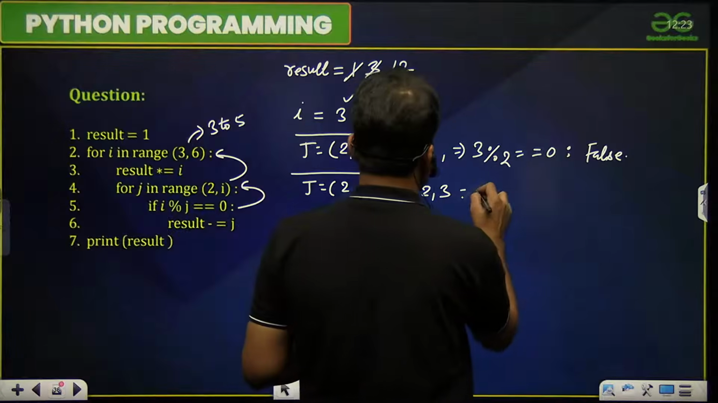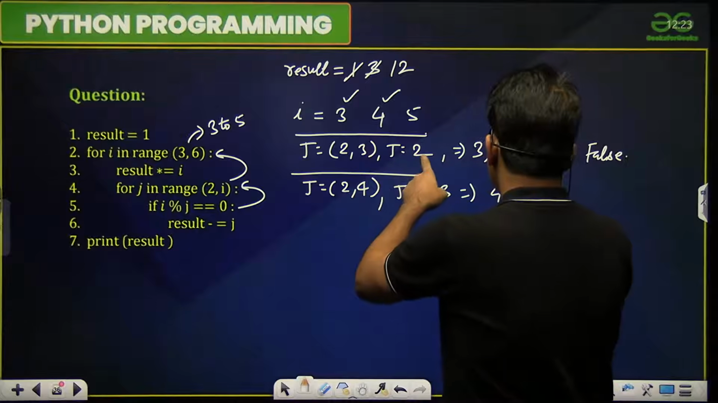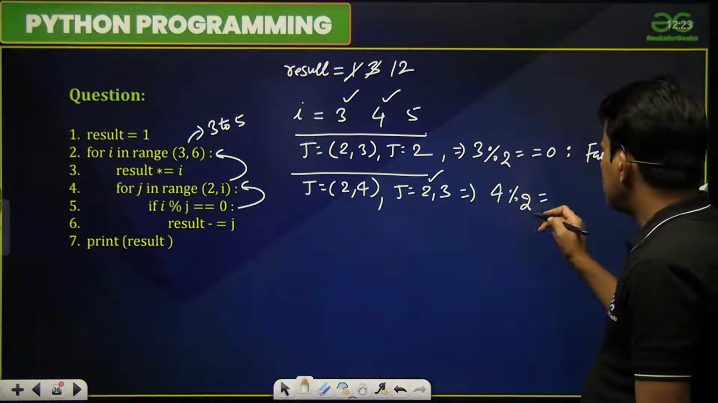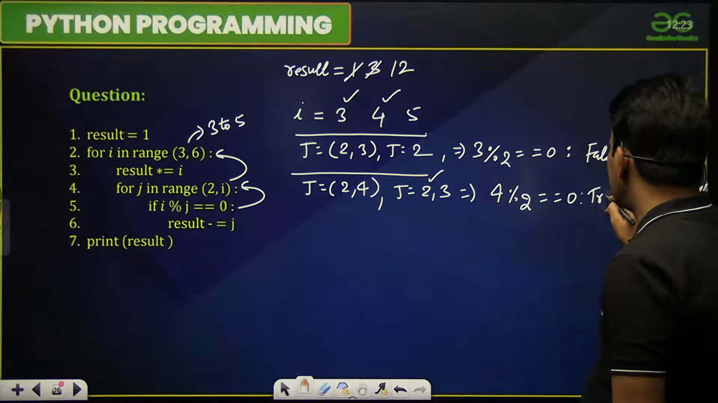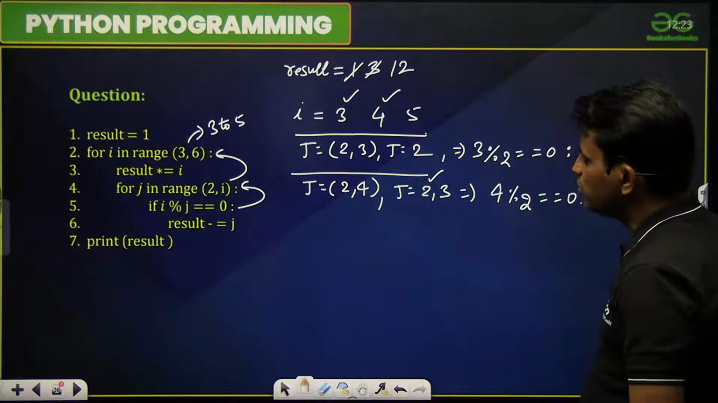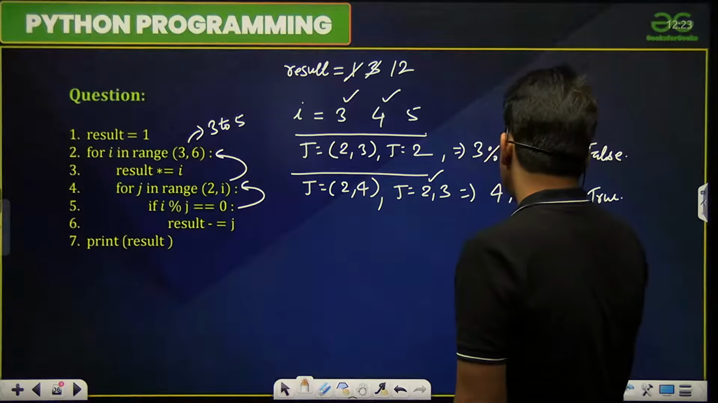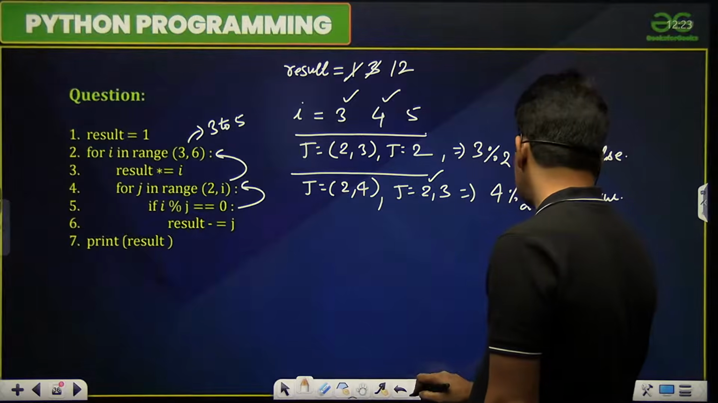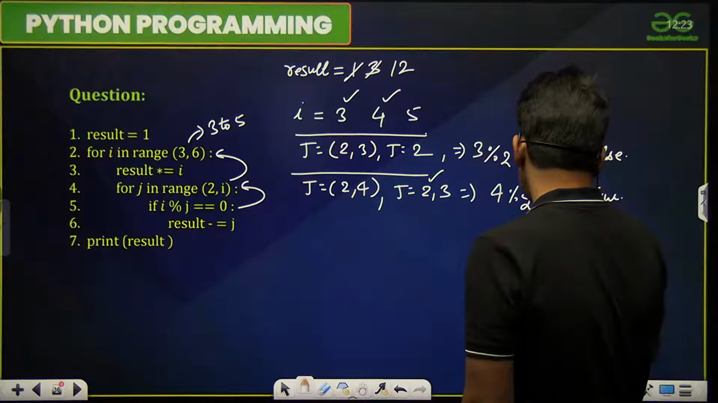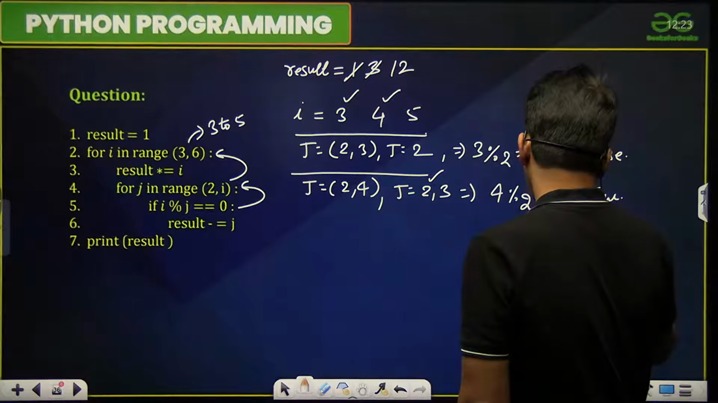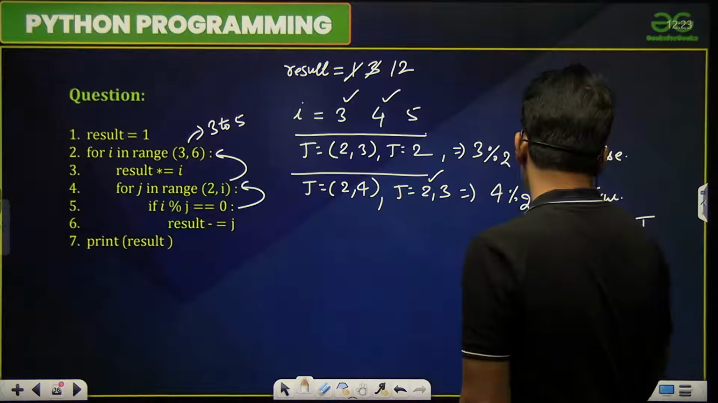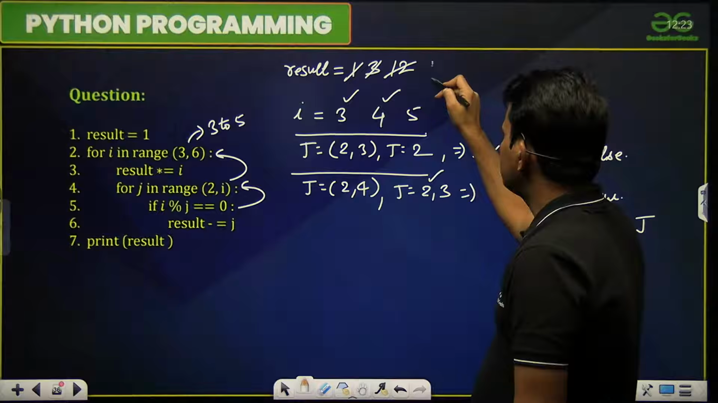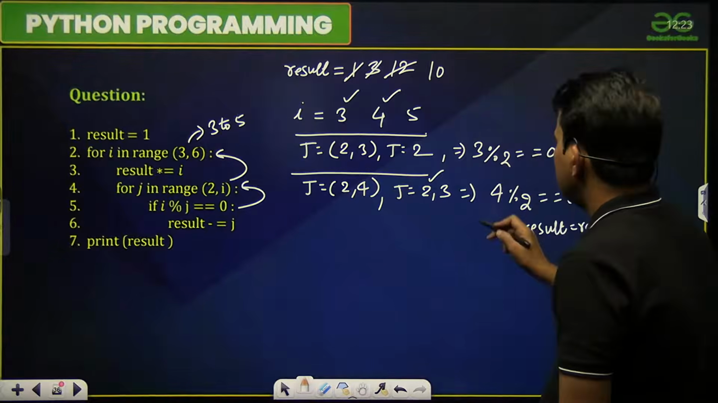First check this condition. i is 4. 4 modulus 2 equals 0. This condition is true. If this condition is true, then result equals result minus j. What is j? j is 2. So it will be 10. Right? Next, j equals 3.